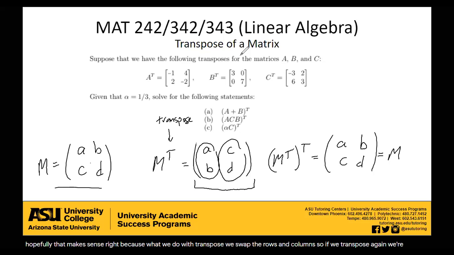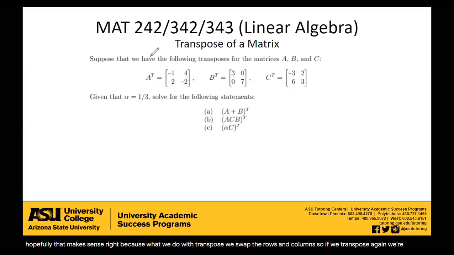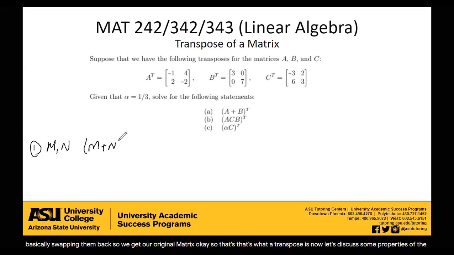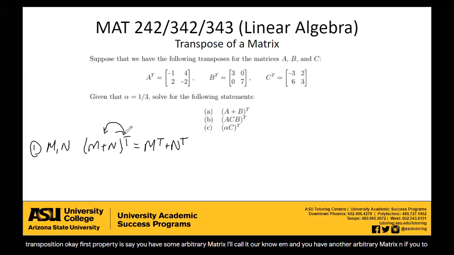Now, let's discuss some properties of the transpose. First property: say you have some arbitrary matrix, I'll call it M, and another arbitrary matrix, N. If you want to look at M plus N transpose, that's the same thing as M transpose plus N transpose. So you can essentially think about distributing the transpose in. You can do that through addition and also through subtraction.